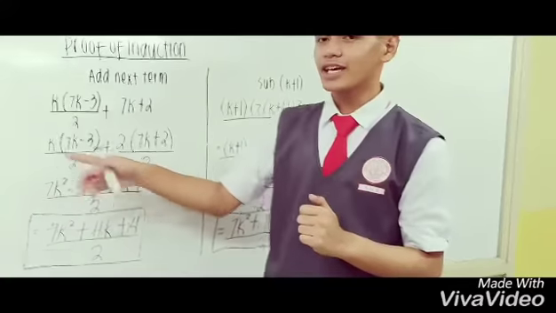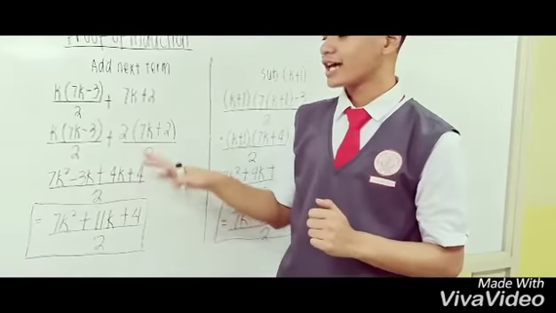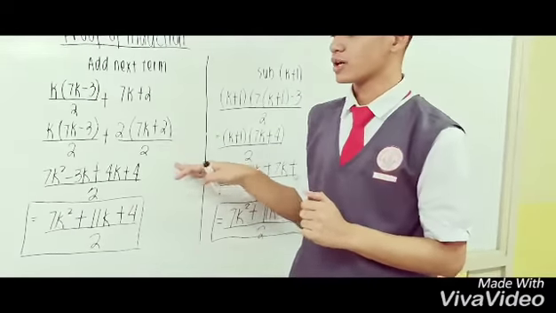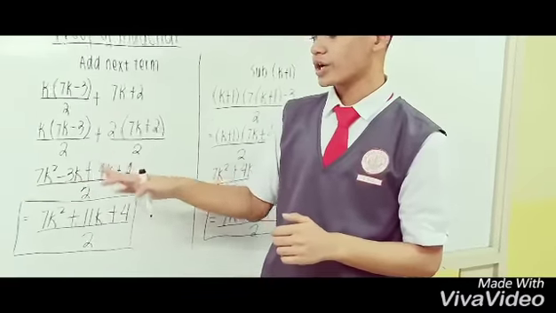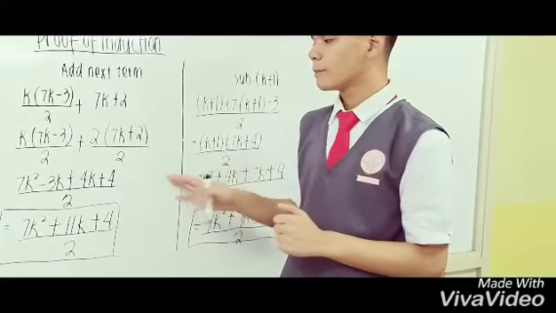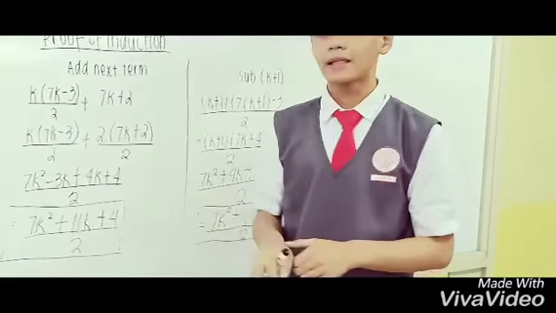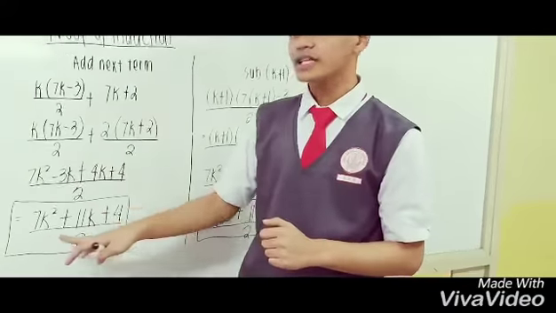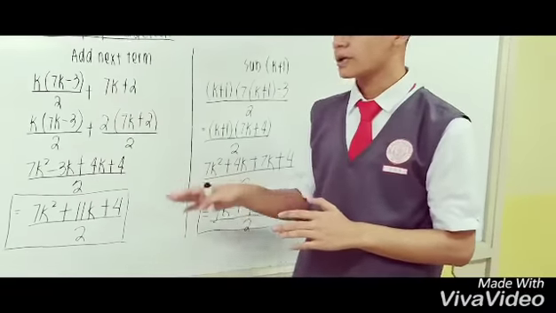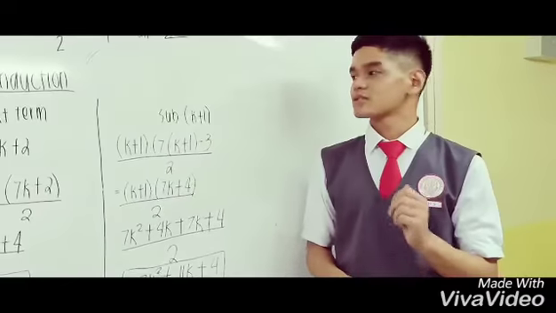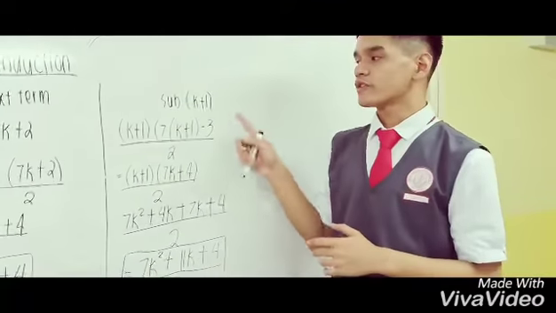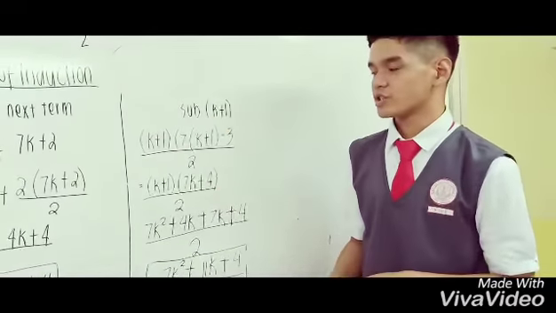And distribute k to 7k minus 3 and 2 to 7k plus 2. And the answer will be 7k squared minus 3k plus 4k plus 4 over 2. And the final answer will be 7k squared plus 11k plus 4 over 2. So the next step will be the substitution of k plus 1 to the n of this equation.